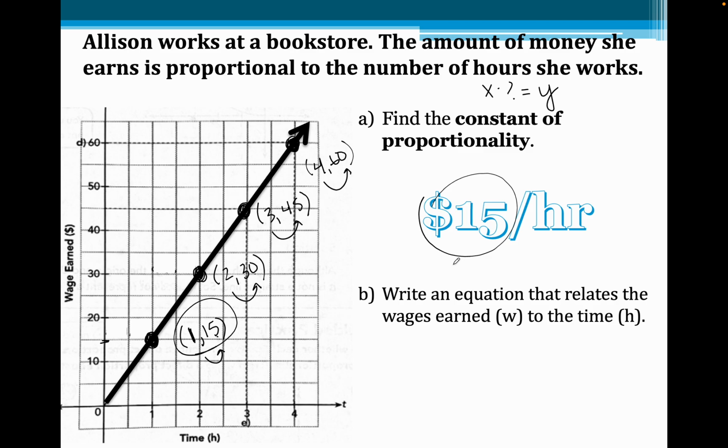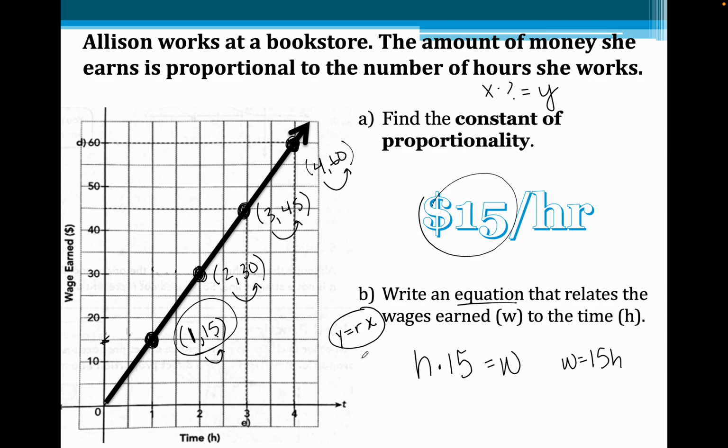Bringing back what we talked about yesterday with writing an equation, what is the equation that would relate the wages to the time? So we know that the amount of time that Allison is working times 15 equals the amount of money that she earns. So it's the number of hours times $15 per hour equals the amount of money that she earns. So H times 15 equals W, or W equals 15H, if you follow the formula that I gave you of y equals the unit rate times x.